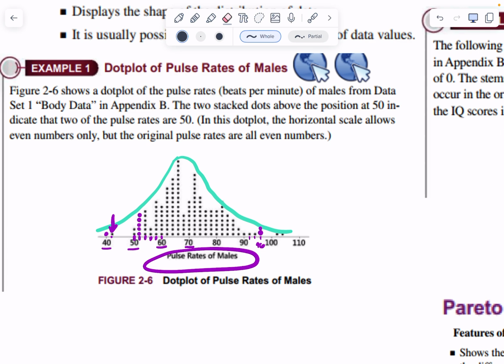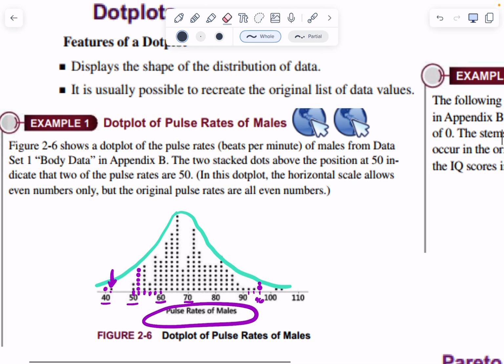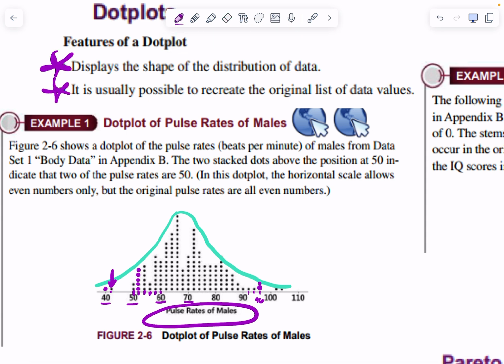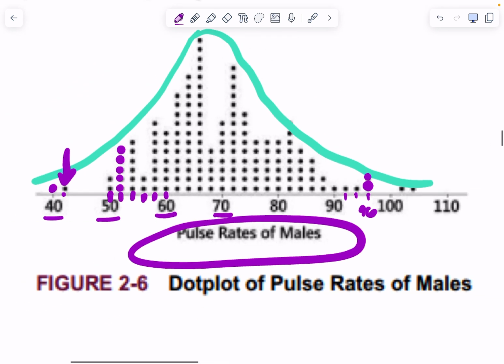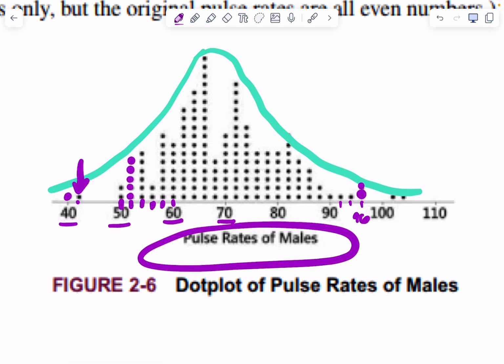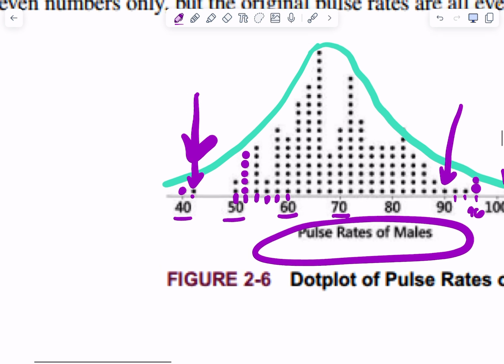Okay, questions about a dot plot? It displays the shape of the distribution. That's this dot right here. It says that it is usually possible to recreate the original list of data values. Can I figure out what the exact data values are from here, right? I knew that this was exactly at 42. This was exactly at 90. This is at 1, 2, probably. I could recreate that exact list, okay? We talked about this when we did histograms, when you had the frequency tables and I had classes. So like, let's say I had 61 to 70 and 71 to 80 and so on, all the way down.